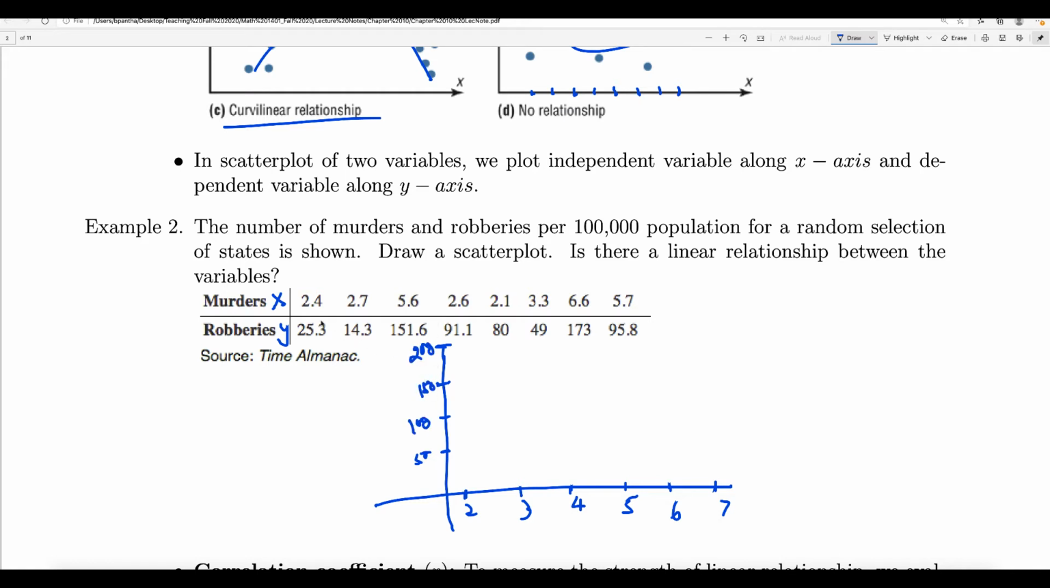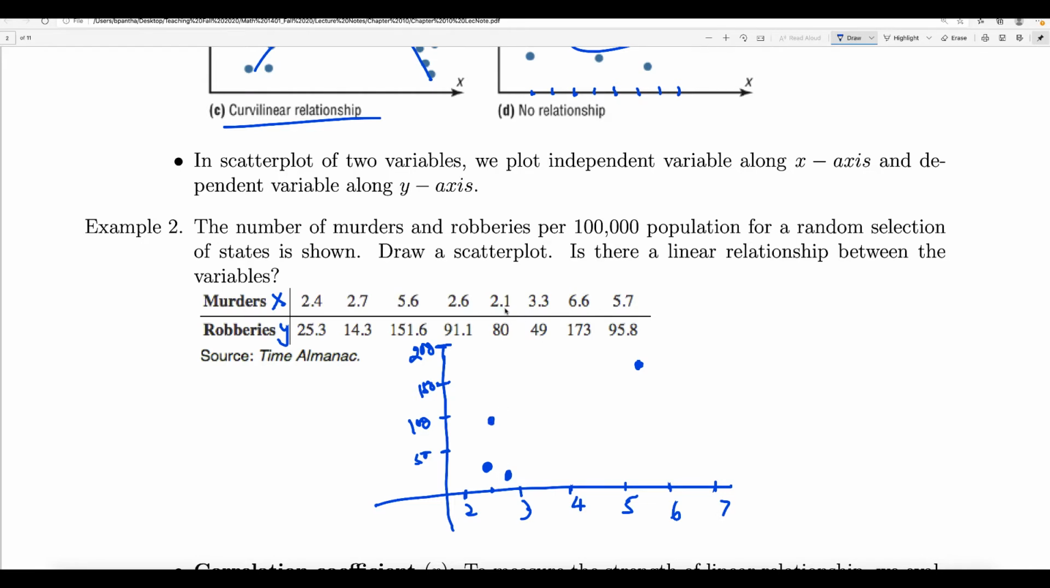Okay, now the first one is 2.4, 25.3. So 2.4 is somewhere here, right? And 25.3 maybe somewhere here. So this is one point. Next is 2.7, 14.3. So 2.7 is somewhere here, right? And 14.3 maybe somewhere here. Okay, 5.6, 151.6. 5.6 maybe somewhere here. 150 is here, so 151 maybe somewhere here, right? And 2.6, 91.1. 2.6 maybe somewhere here, and then 91.1 maybe somewhere here.